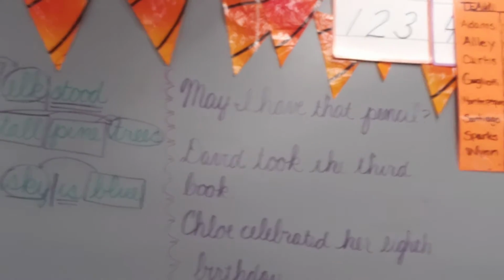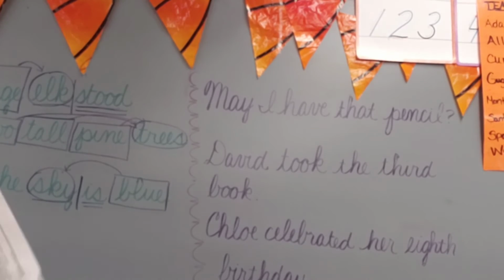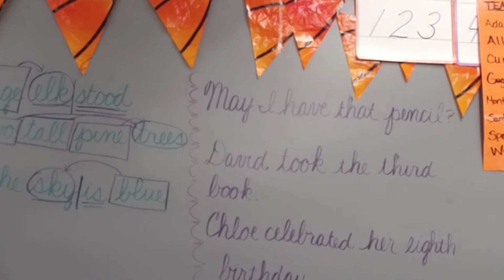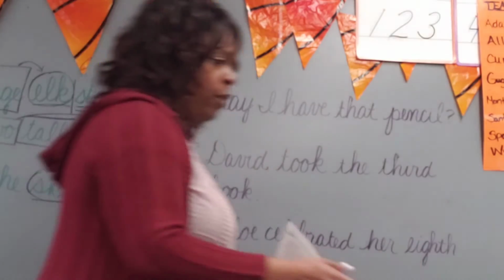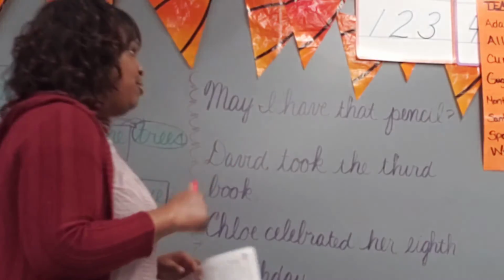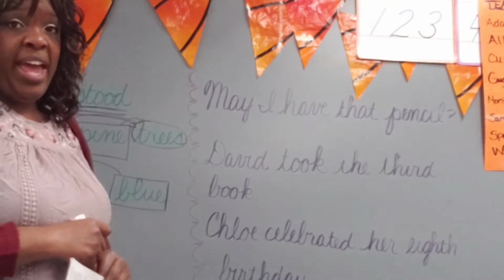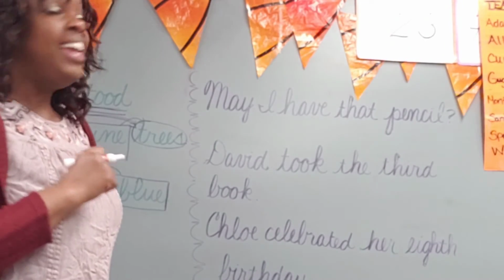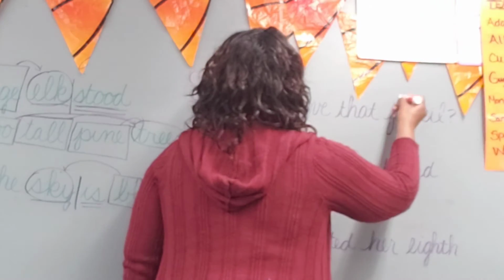When we're looking at that, the first sentence says, may I have that pencil? And as you look at, may I have that pencil? We are going to, again, look for our nouns. And what is our noun in that sentence? Go ahead, answer out loud. Very good, pencil. Pencil is our noun.